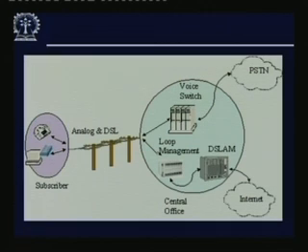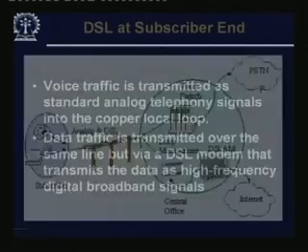Now, on the central office side, what you have is some kind of a splitter. With the splitter, one side goes the data through this DSLAM, that is the digital subscriber line access multiplexer. That goes maybe to the internet. The other part goes through the voice switch to the PSTN, that is the plain old voice services.